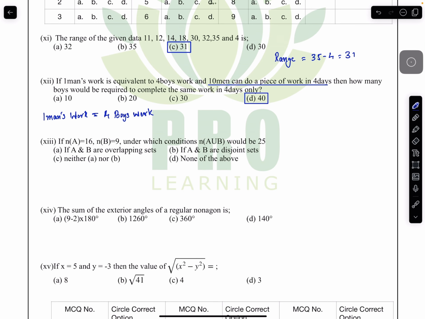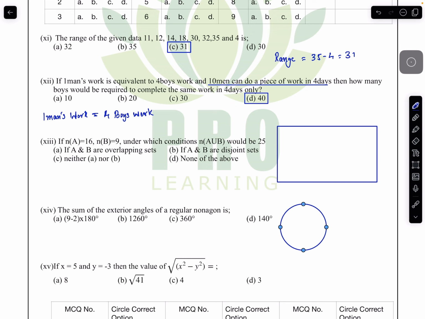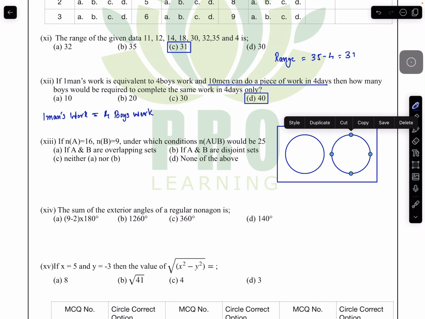Here it says if cardinal number of set A is 16 and the cardinal number of set B is 9. So here we want to represent these two sets with circles, because circles are used to represent the sets and the rectangle is used to represent the universal set. Cardinal number of set A is 16, so we know A is 16 here. Cardinal number of B means there are 9 elements in B, so we write it here.